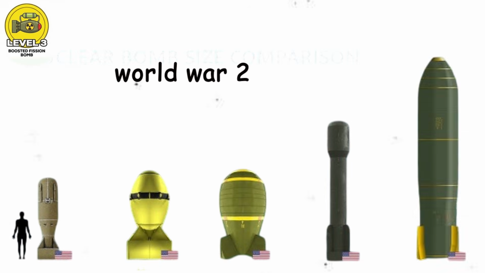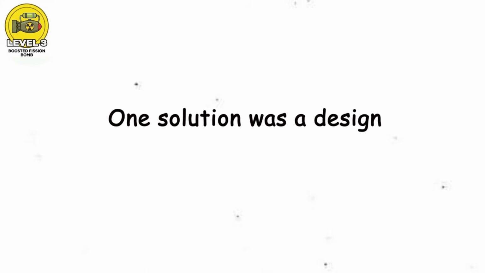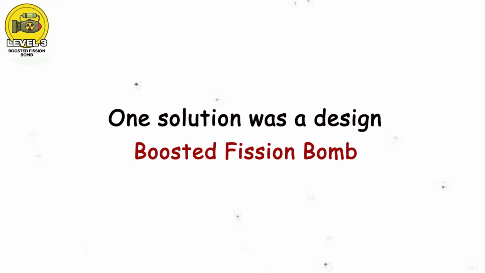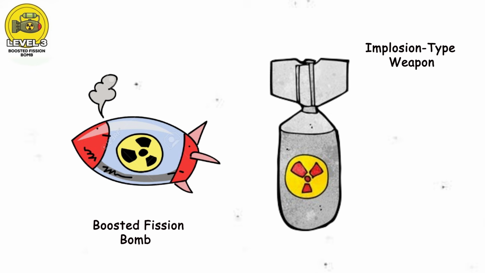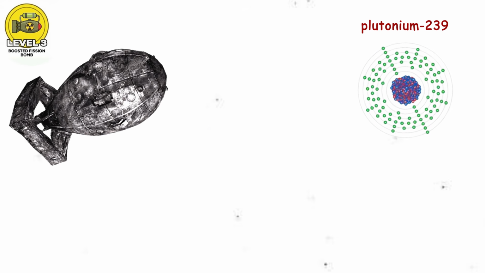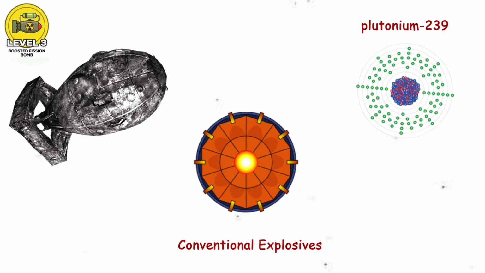As nuclear weapons continued to evolve after World War II, scientists looked for ways to make fission bombs more powerful without making them significantly larger. One solution was a design known as the boosted fission bomb. At first glance, a boosted fission bomb looks very similar to the implosion-type weapon described earlier. It still contains a core of fissile material, such as plutonium-239, surrounded by conventional explosives that compress the core inward.